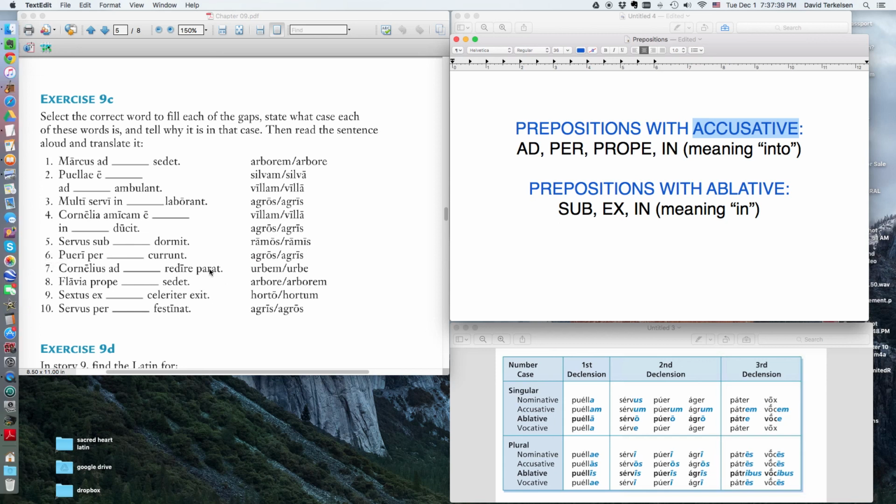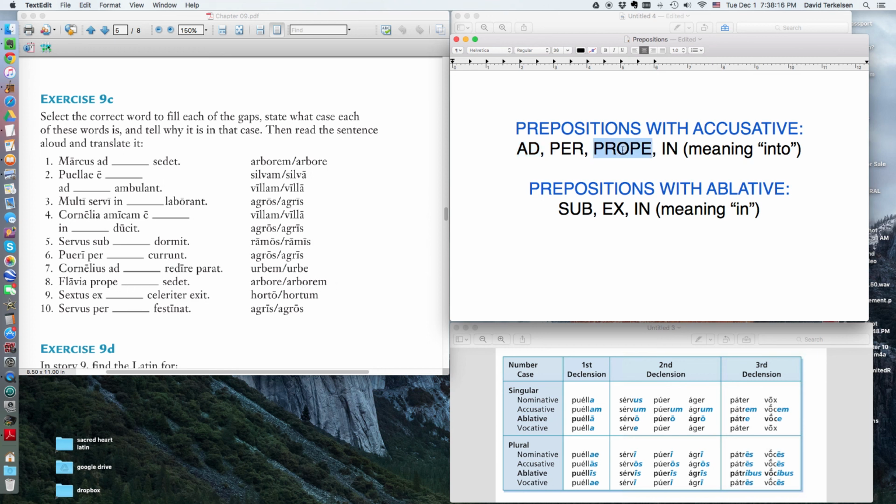Number 7, Cornelius is getting ready to return to the city. Urbs, urbis, or urbem, these are all forms of city here. So ad, he is returning to, again that motion towards, so accusative, ad urbem. Urbs is a third declension noun, and we see urbem, patrem, vocem, urbem down here, accusative. Three more.